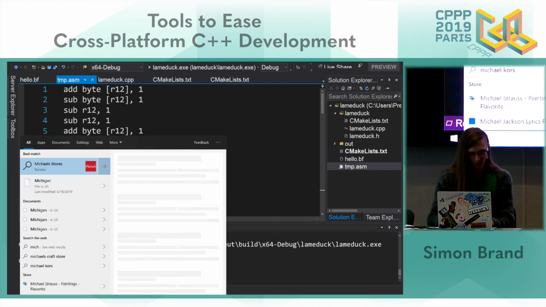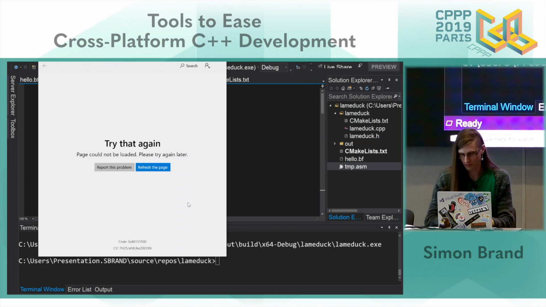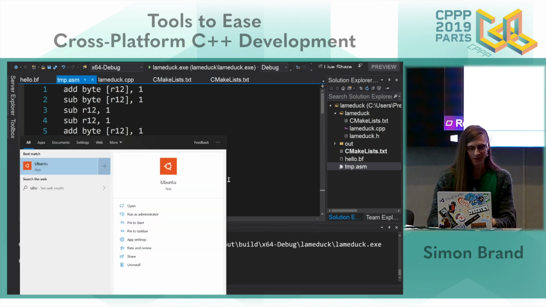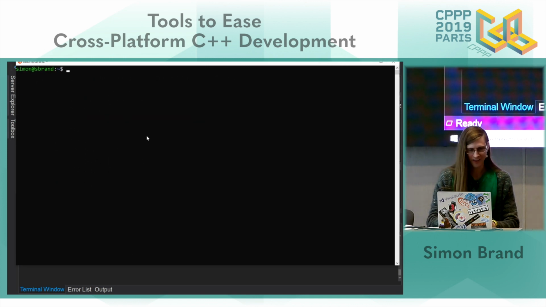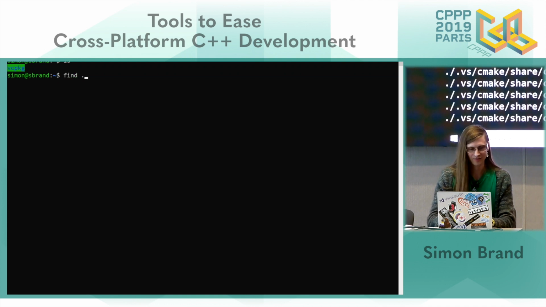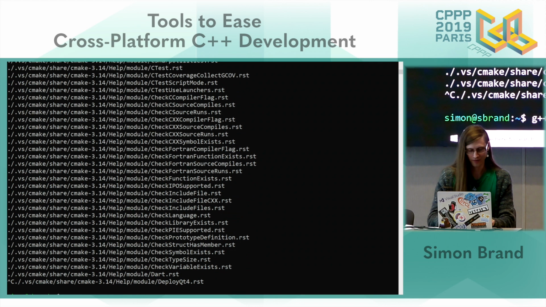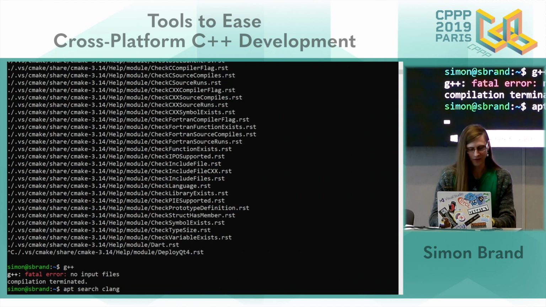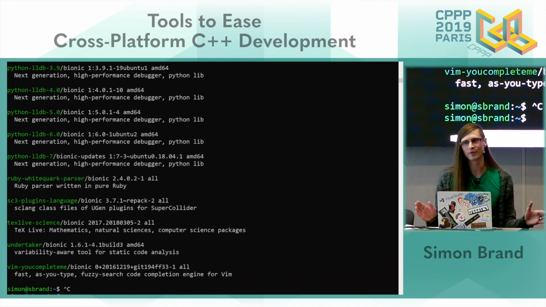So if I go open the Microsoft Store, the page could not be loaded. Just trust me, you can download a bunch of Linux distributions, and I have installed Ubuntu. So this is just what you'd be used to if you run Ubuntu as a developer machine. I can run ls, I don't have to run dir. I can run find, gives me a bunch of files. I can run gcc. I can run apt, can search for Clang. Essentially anything which you're used to in a Linux environment, you can do from WSL.